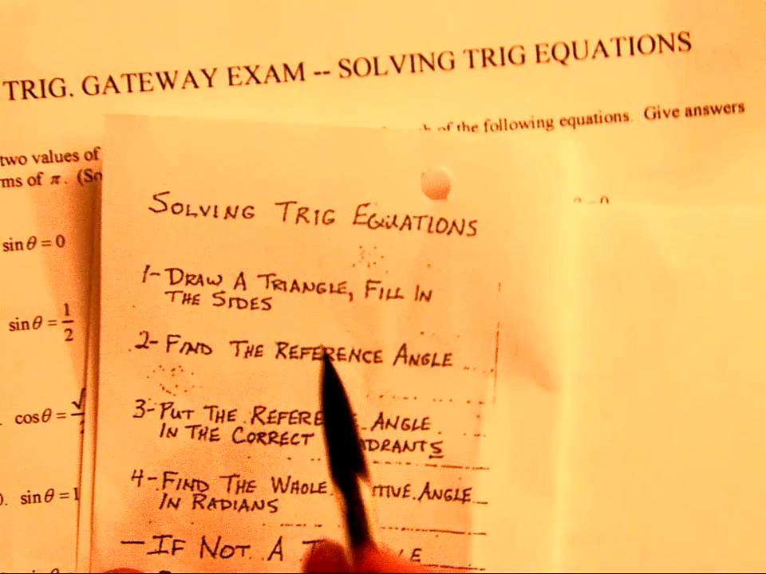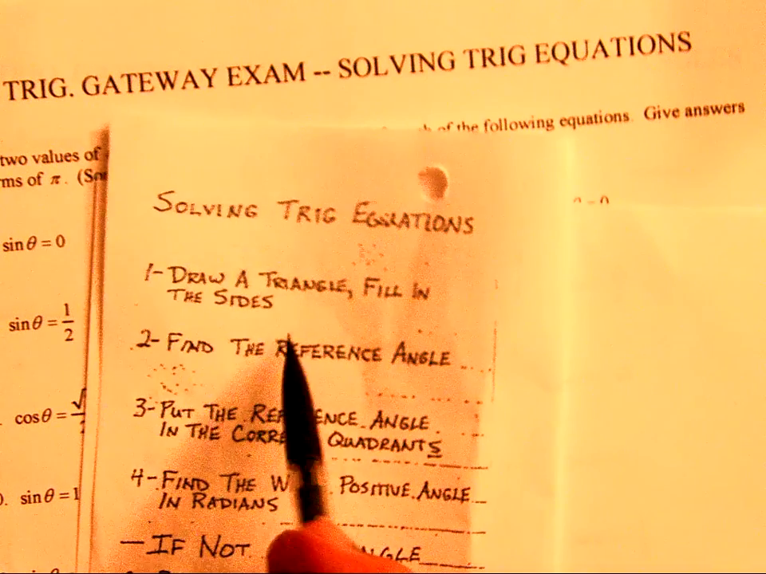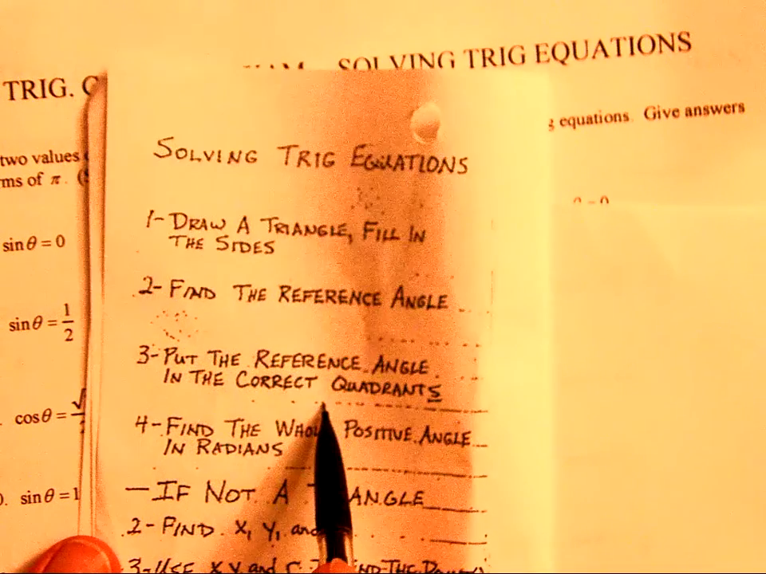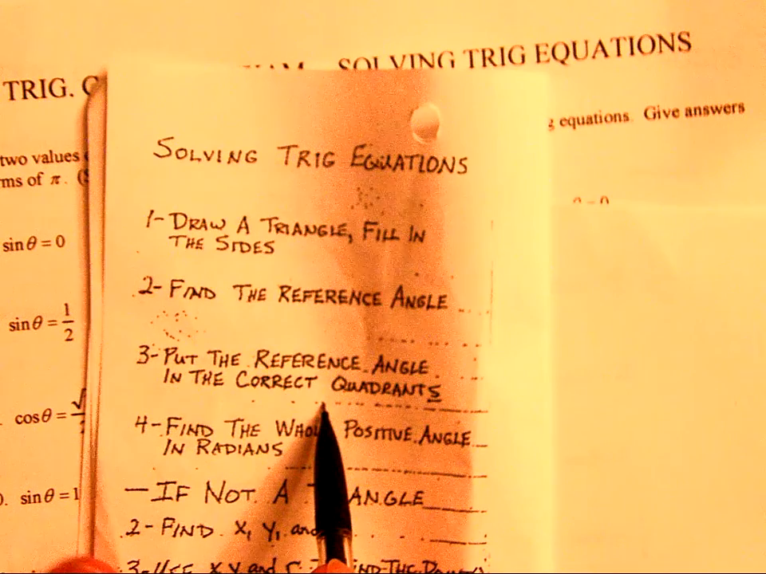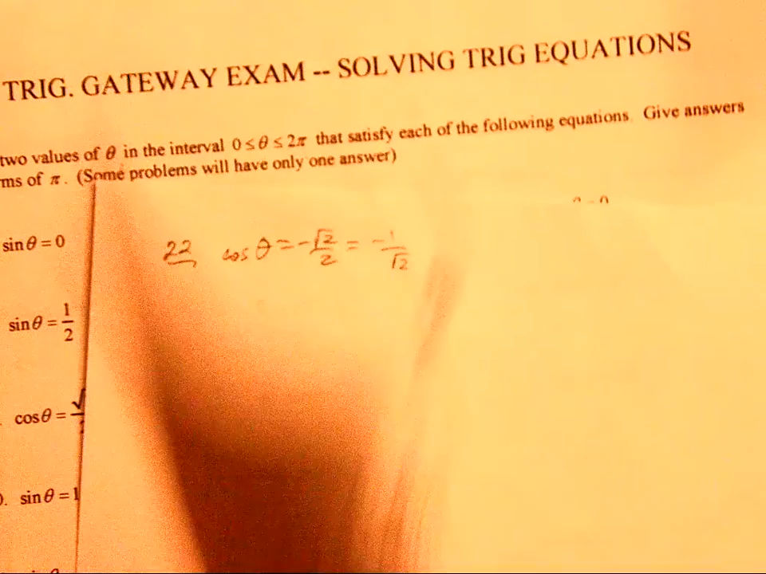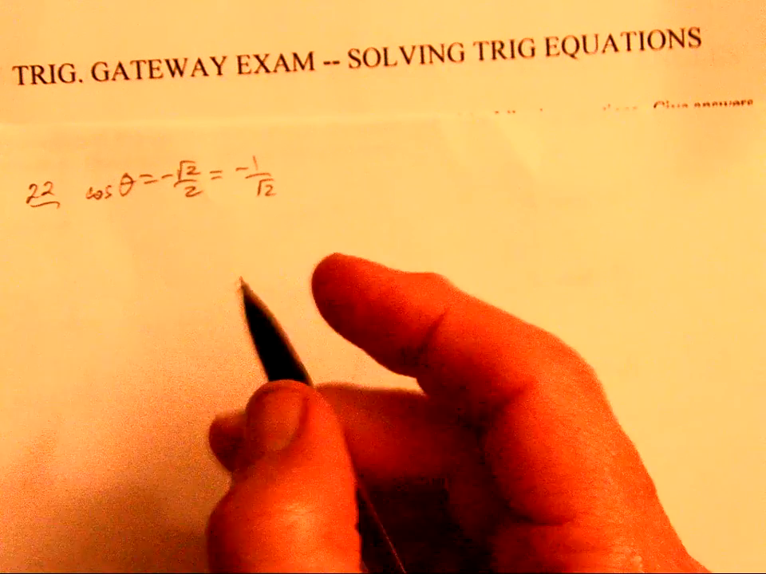You're going to draw a triangle and fill in the sides. Then you're going to find the reference angle. Then you're going to put that reference angle in the correct quadrants. There's usually two quadrants. And then find the whole positive angle in radians. So on this one, negative 1 over radical 2, we don't worry about the negative just yet.